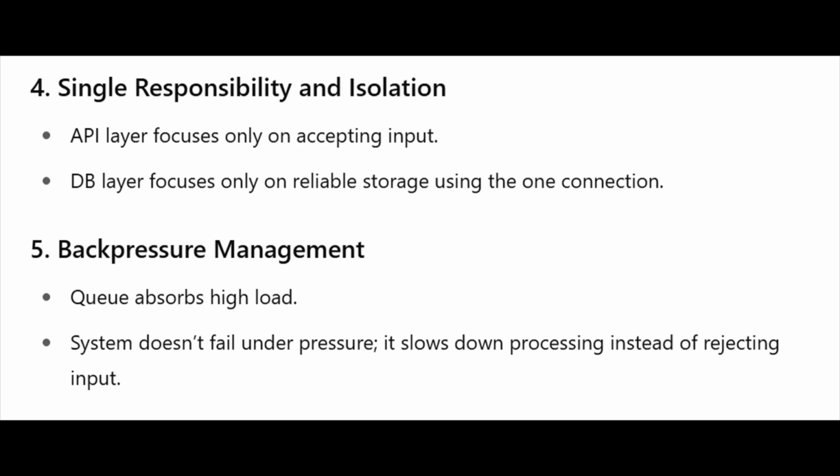4. Single responsibility and isolation. The API layer focuses only on accepting input. The DB layer focuses only on reliable storage using the one connection. 5. Backpressure management. The queue absorbs high load. The system doesn't fail under pressure. It slows down processing instead of rejecting input.